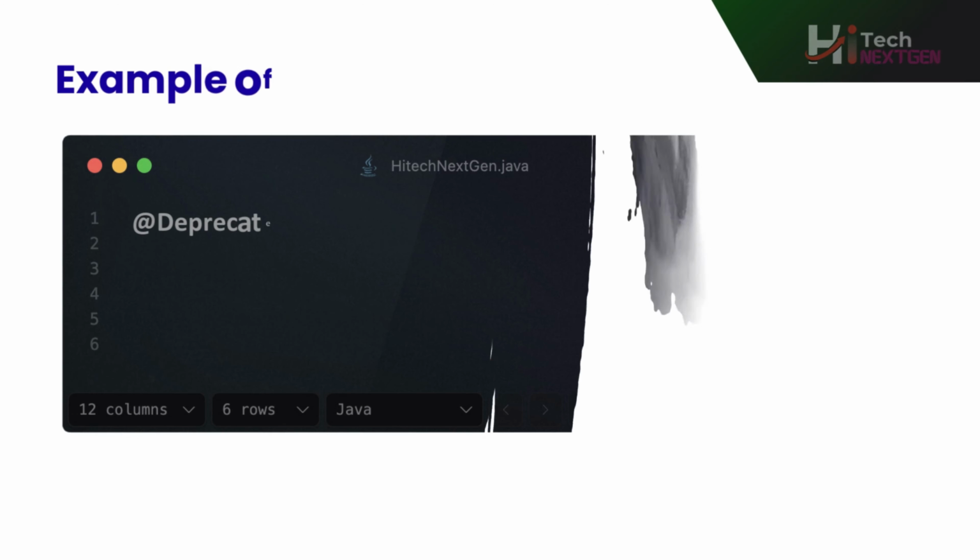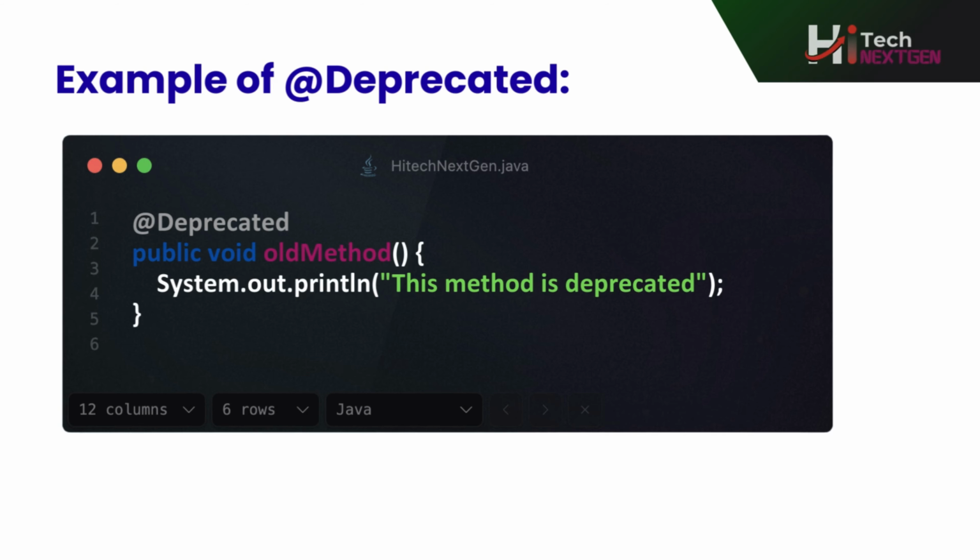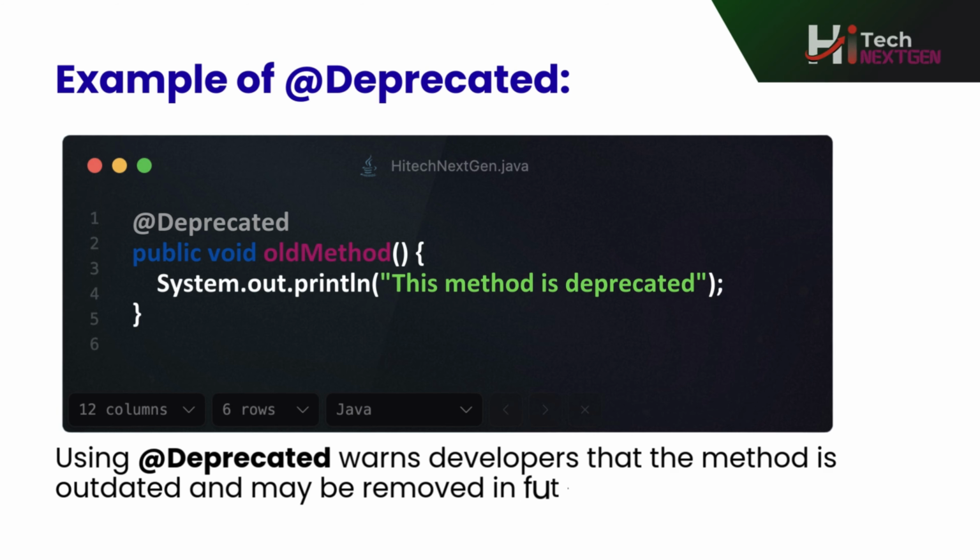Example of @Deprecated, public void oldMethod, System.out.println("This method is deprecated"). Using @Deprecated warns developers that the method is outdated and may be removed in future versions.